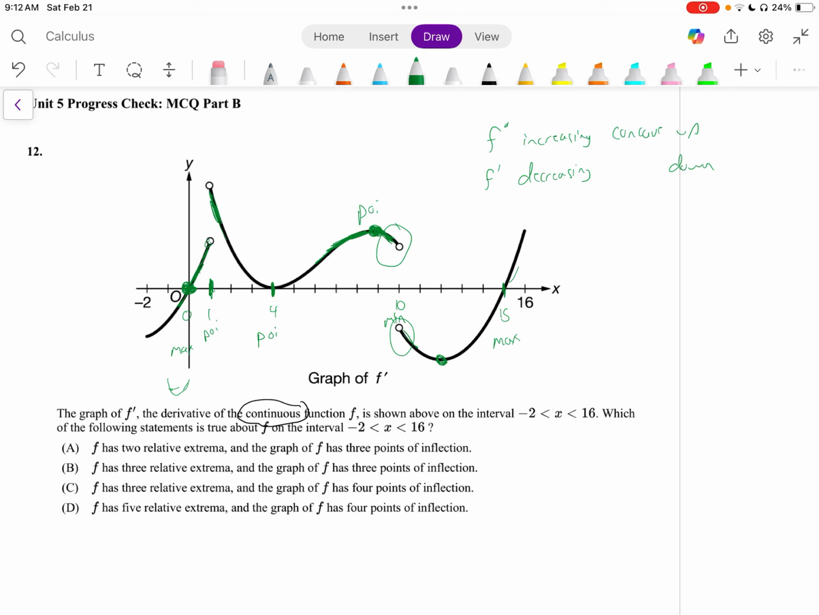And here's a decreasing changing to an increasing. So this is a point of inflection. And so we actually have 3 extreme values, a max, a min, and a max. So 3 extreme values and 1, 2, 3, 4 points of inflection. So that is C, 3 relative extrema, and the graph has 4 points of inflection.